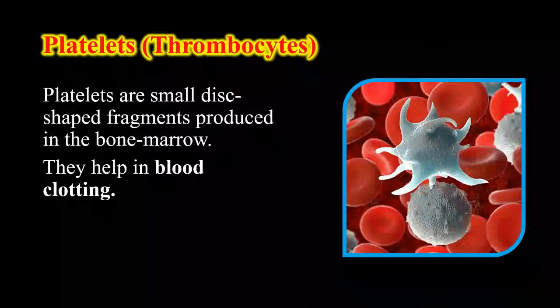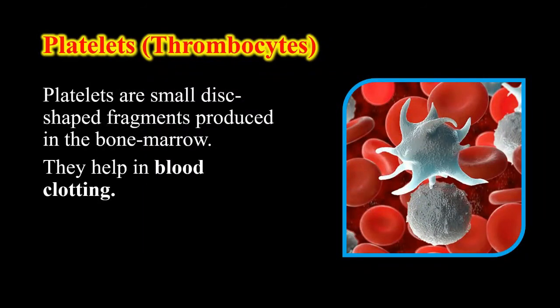And the third type of blood cell is platelets. They are also called thrombocytes. The platelets are small disc-shaped fragments produced in the bone marrow. And the main function of the blood platelets is blood clotting.